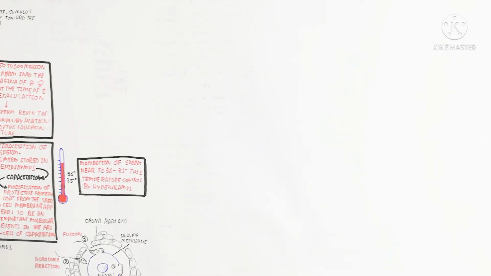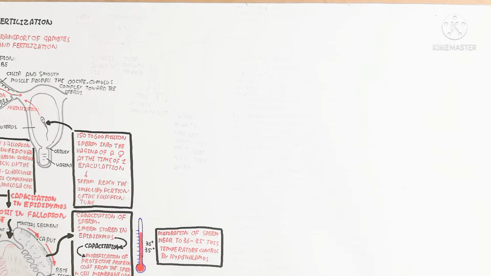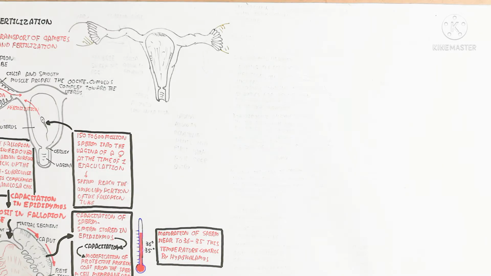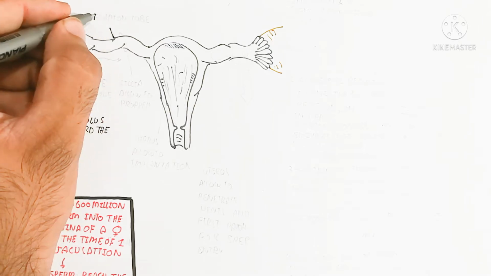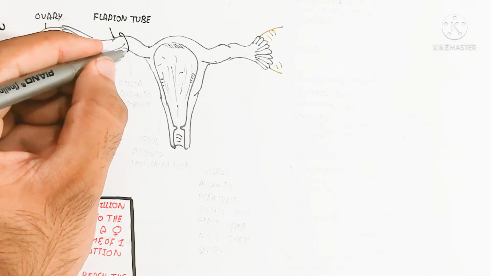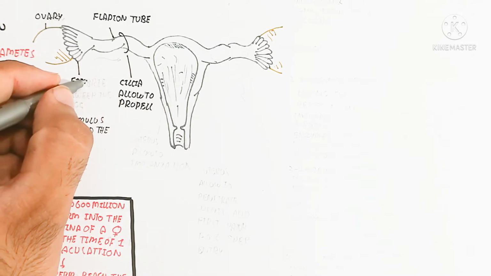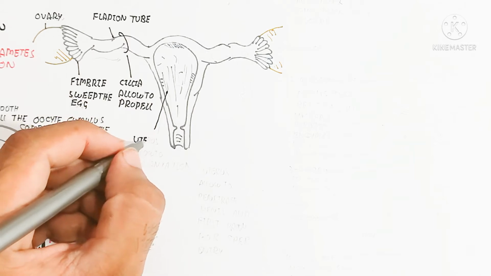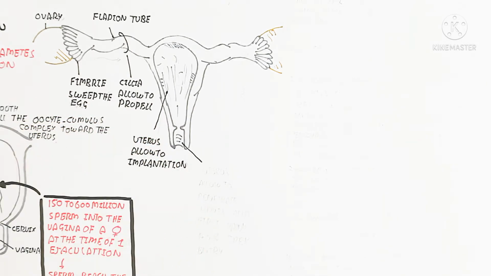So you can see that here I am drawing the uterus, which contains the fallopian tube, ovary, and fimbriae, which sweep the egg during ovulation, and the cilia allow it to propel the egg in the fallopian tube. So here you can see the reproductive system of the female. Here is the fallopian tube, and here the cilia allow it to propel the egg. And inside here, the uterus allows implantation of the egg, the zygote.